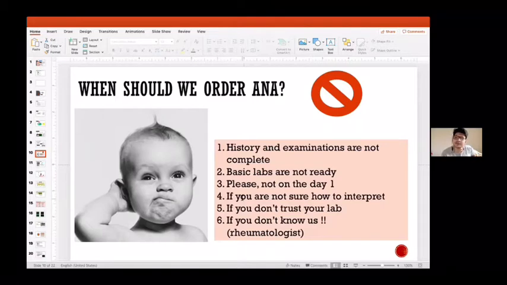Or if you don't have a person who knows how to interpret, then also do not order. If you have a person, it's okay. Order it and ask him. Okay. If you do not trust your lab, that is a very important point.